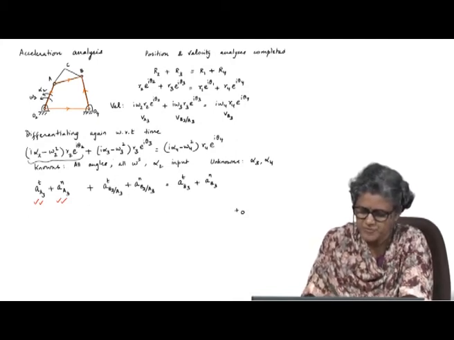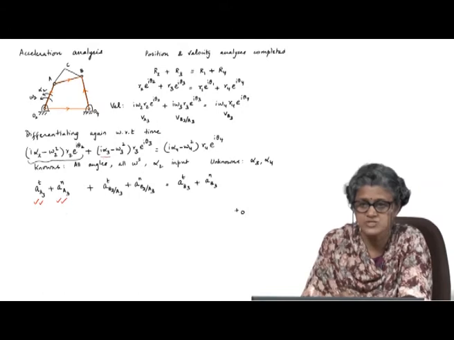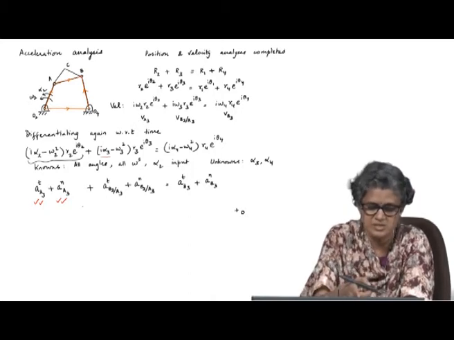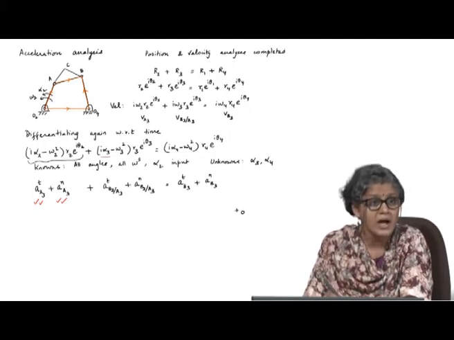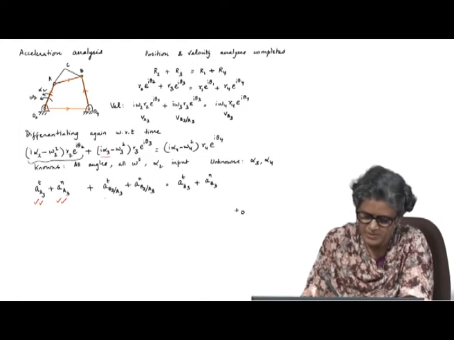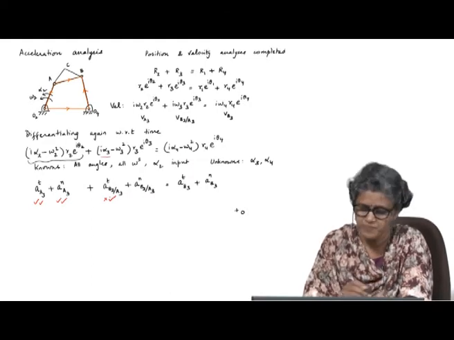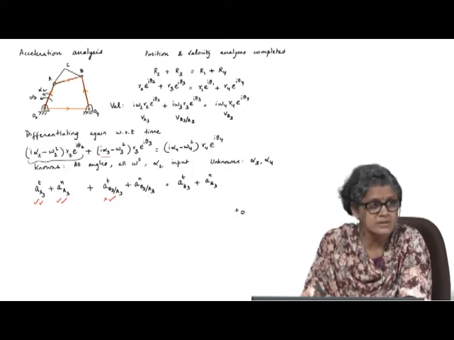In the case of B with respect to A, the tangential component depends on alpha 3, which is unknown. So, I do not know the magnitude of the tangential component of acceleration of B with respect to A. However, I do know the direction, or at least the line of action. So, the magnitude is unknown, but the direction is known. In this case, again, what is known here?